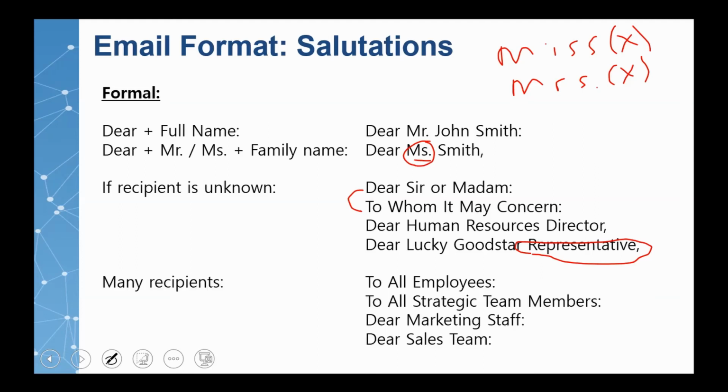What if you're writing an email to many people? Then you would probably use something like this. To all employees. You're the CEO of your company. You want to write an email to all of your employees. To all employees, and then use a colon. It's very common to use a colon for a mass email. So to all employees, or to all strategic team members. You could also write Dear Marketing Staff or Dear Sales Team. These are very appropriate for writing a mass email.